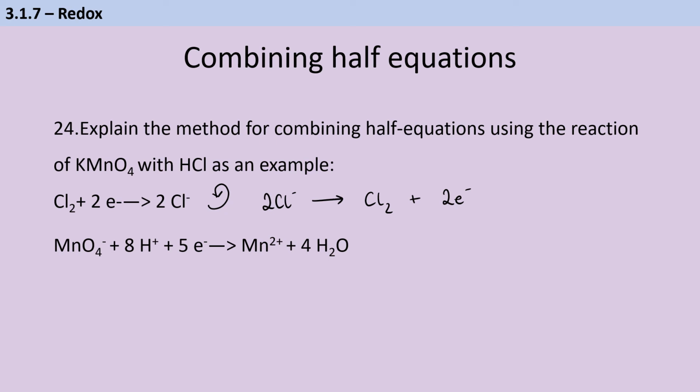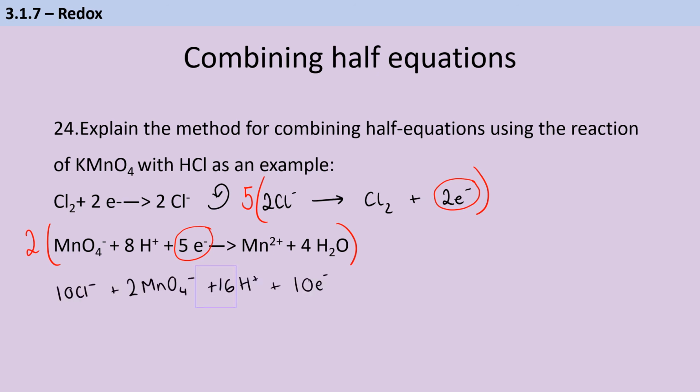Then the next thing is that my electrons need to balance. So in this first equation I have 2 electrons, but in the second one I have 5, and I need the same number in both. So I need to look for the lowest common multiple of 2 and 5, which of course is 10, and then I need to multiply up accordingly. So for this first equation I'm going to multiply everything by 5, and for the second one I'm going to multiply everything by 2. So now I can start putting these together.